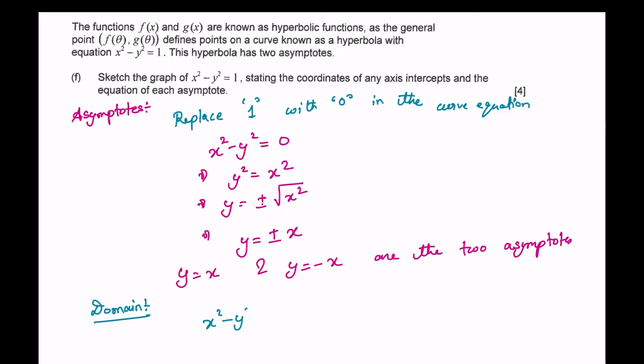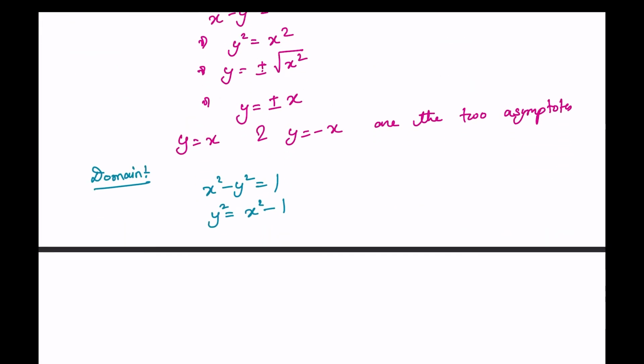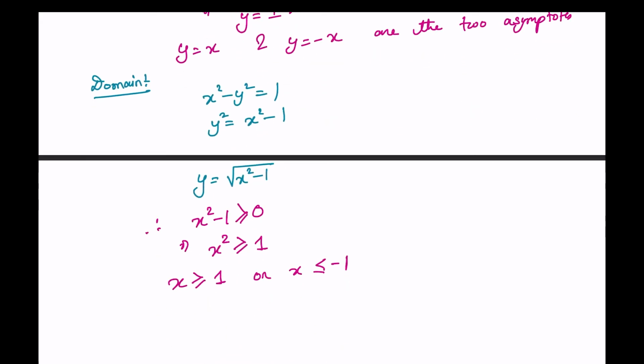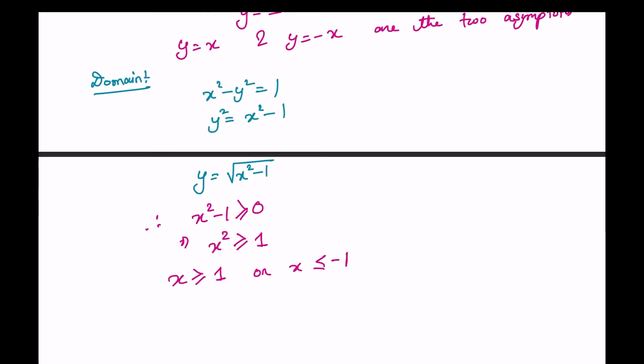So x square minus y square equals 1. So y square would be x square minus 1. So y would be root under x square minus 1. Obviously you can have a plus minus in the beginning. So for the true domain, x square minus 1 should be greater than or equal to 0, because if this value is less than 0, you will have complex numbers. But if we are working in the real plane, we cannot have complex numbers. So x square should be greater than or equal to 1. So x should be either greater than or equal to 1 or x should be less than or equal to minus 1. This is the first conclusion. This is the domain. So there won't be anything in between minus 1 and 1.